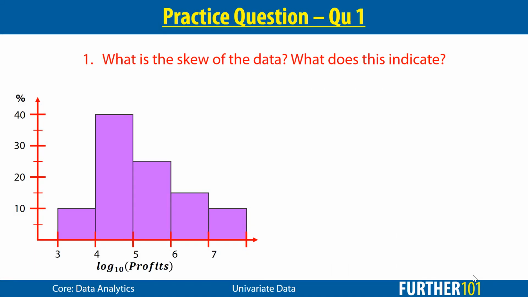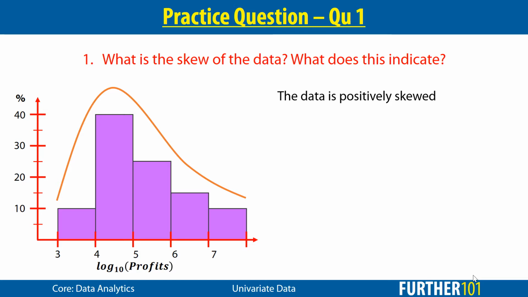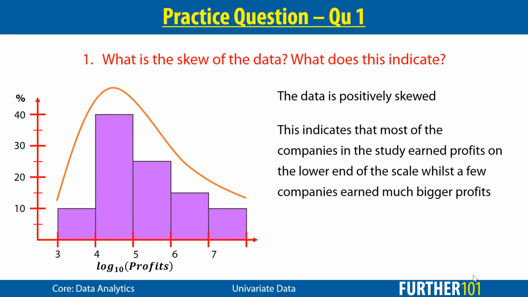So the very first question asks, what is the skew of the data and what does that mean? So if we have a look at this, we can see that the data is probably positively skewed. Everything's sort of pushed towards the left and there's very minimal or lesser amounts towards the right. So that indicates that most of the companies in the study earn profits on the lower end of the scale, whilst a few companies earned much bigger profits.